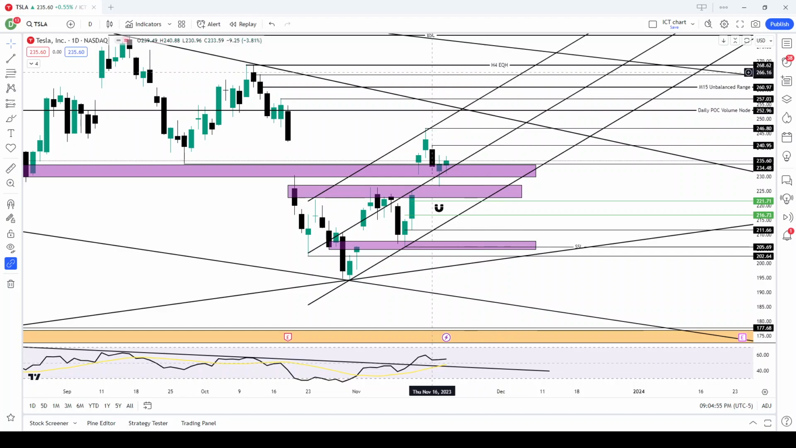This is Rustic, and today we're going to be taking a look at Tesla's daily chart. We're going to look at where price came from, where price ended today, and where price is likely headed tomorrow and into the rest of the week.